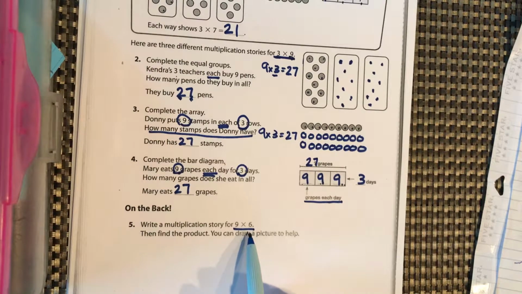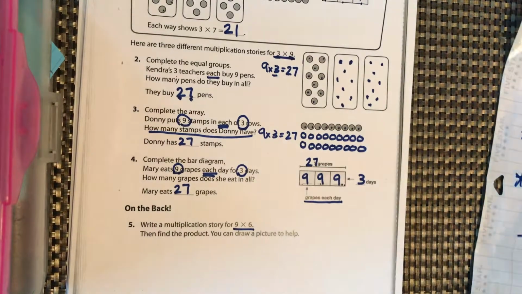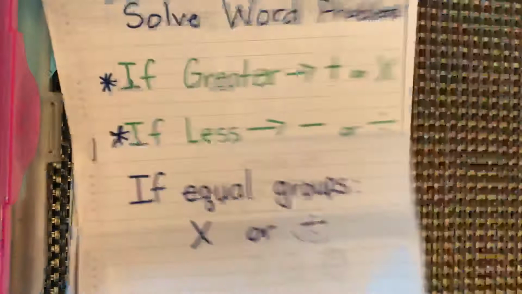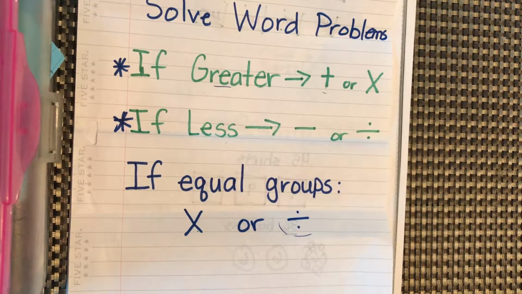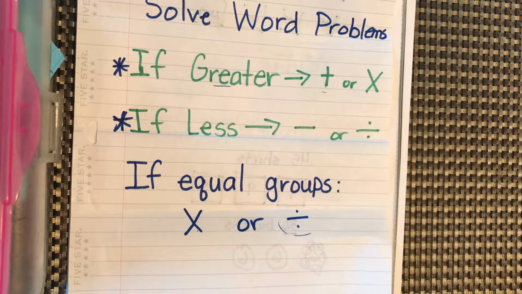Now, remember, you must have equal groups. So when you're going to write a story, it should not be that Jane ate 9 grapes one day and 6 grapes the next day. How many grapes did she eat in all? Those are not equal groups. She did not eat the same number of grapes on each day. So make sure you have equal groups.